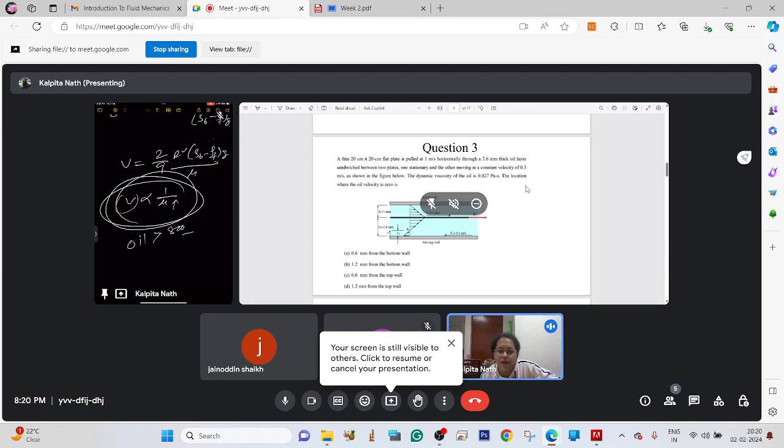So what do we need to find? We need to find the location where the oil velocity will be 0. If we look at the profile, at point A the velocity will be 0, and the other is at the point where the top wall coincides with the oil. At that point also velocity will be 0, because of the no slip boundary condition, that is evident. But at point A, the velocity is 0. We need to find the distance, basically we need to find ya.